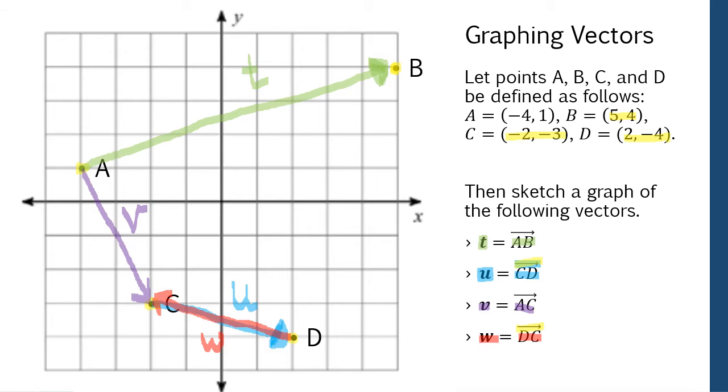So that is one way of representing vectors graphically. And once you have the arrow drawn, the magnitude of the vector would just be whatever the length of that arrow is, and the directionality or the angle is just whatever direction the arrow is pointing in.